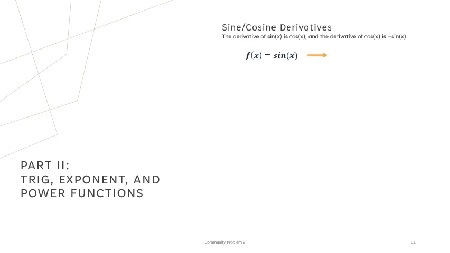Okay, part 2, trig, exponent, and power functions. So there are 3 more rules I want to take a quick look at because they're going to help us answer all the questions about the function in part 2. First up is the sine cosine derivative rule that says if you want the derivative of sine x, you just compute the cosine x. And if you want the derivative of cosine x, then you just compute the negative of sine x.